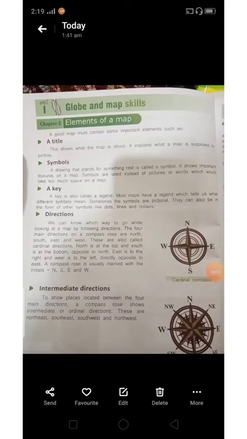This is chapter number 2, globe and map skills. Elements of a map. A good map must contain some important elements such as a title, symbols, key, and directions. What is a title? A title shows what the map is about. It explains what a map is supposed to portray.